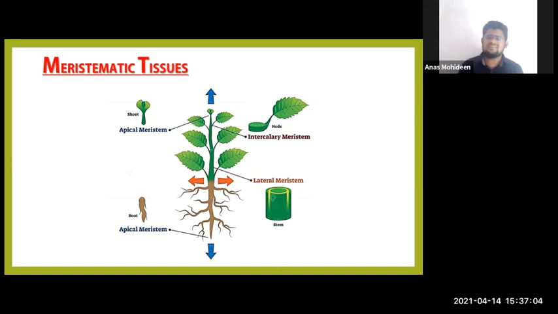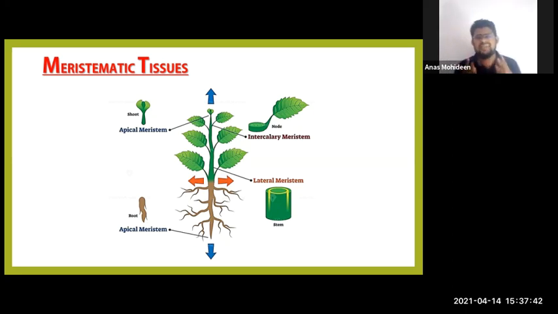And the third one is the lateral meristem. They are found parallel in the longitudinal axis of a plant, laterally to the plant root as well as the plant stem. What they do is divide the cells and let the plant grow by increasing its diameter. So the function carried out by lateral meristem is to increase the diameter of the plant stem and plant root.